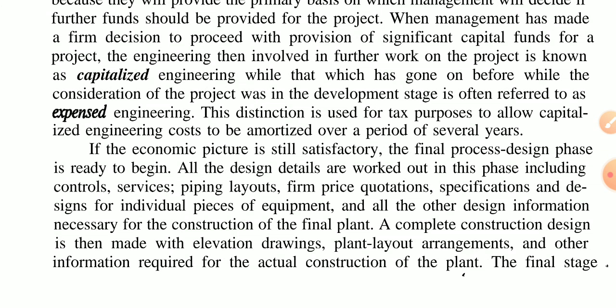If the economic picture is still satisfactory, the final process design phase is ready to begin. All the design details are worked out in this phase, including control services, piping layout, quantities, specifications and design for individual pieces of equipment, and all other design information necessary for the construction of the final plant. A complete construction design is then made with elevations, drawings, plant layout, arrangement, and other information required for the actual construction of the plant.